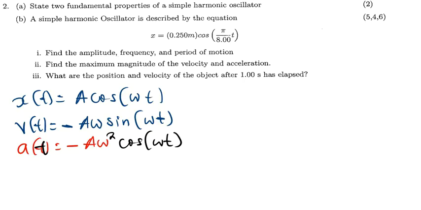So from our equation here, we can clearly see that this is my amplitude. So I'll just say my amplitude is 0.250 meters. As simple as that. The second one is the frequency.